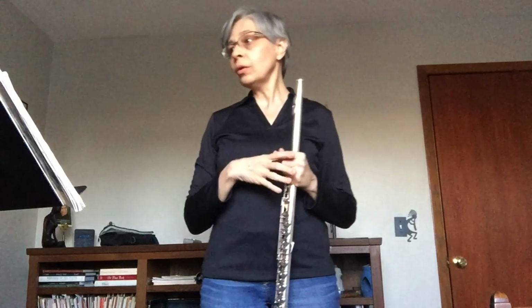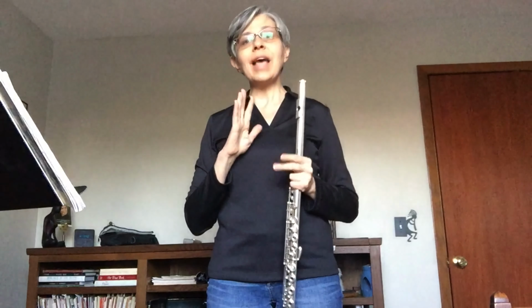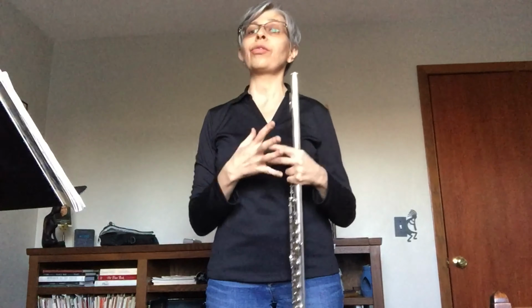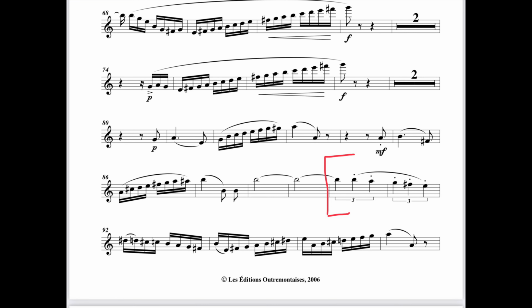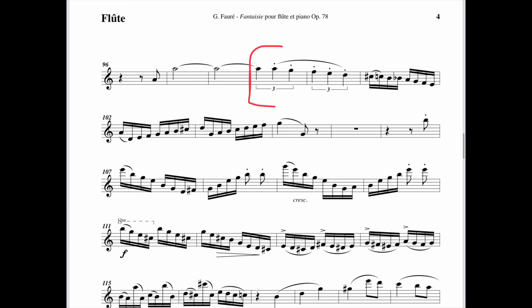So I'm going to show you through some visuals that I made exactly how two is with three in this context. The measure that I'm talking about is measure 90 in the fast section of Faure Fantasie, and it happens again in measures 99 and 100. What essentially happens is we have a quarter note pulse, and then we're asked to play quarter note triplets over the top of that.